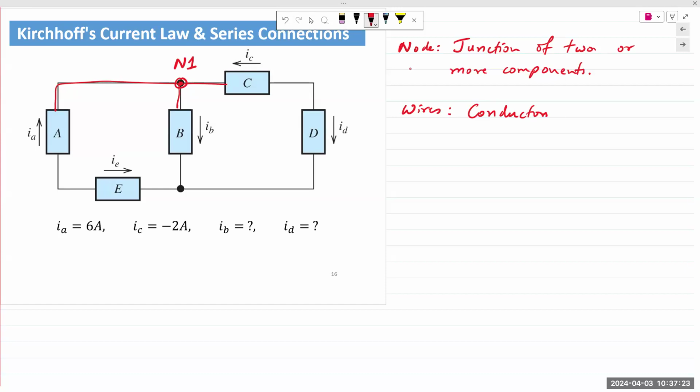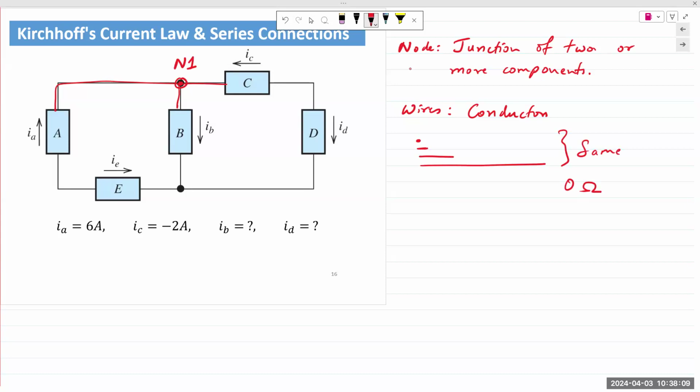Wires can be short, wires can be long. In circuit analysis on paper, it is all theoretical analysis, so everything is ideal. When we say ideal, we mean we don't take real practical considerations into account. A wire can be a dot, a short line, a dash, or a long line. They're all treated the same. They all have 0 ohm resistance. So wires are ideal, nodes are ideal.